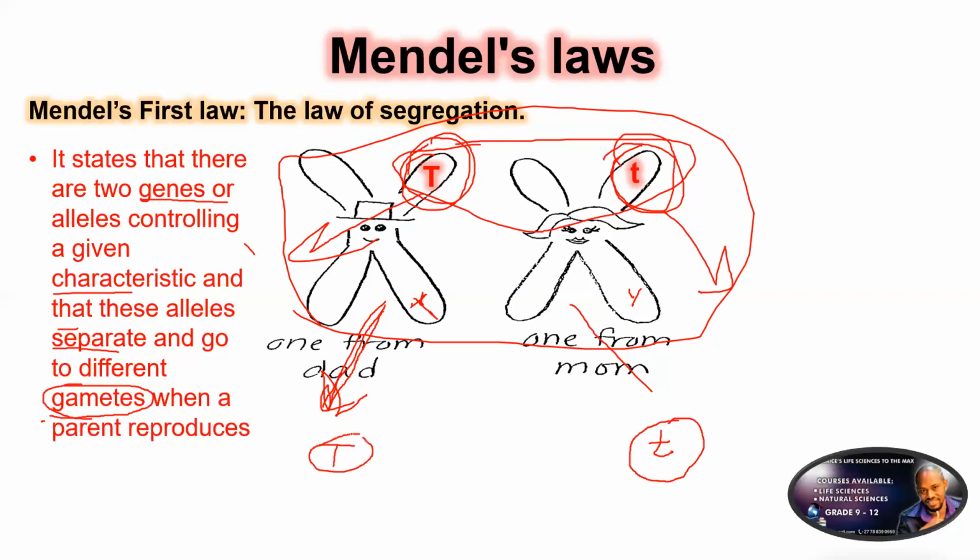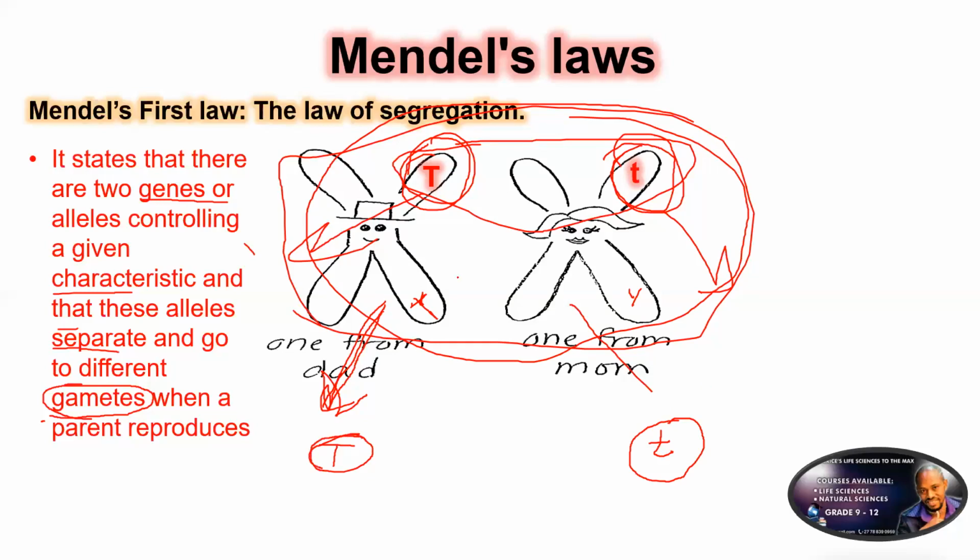We see this with our monohybrid crosses. So that is Mendel's first law. When parents are reproducing, before you reproduce, you produce first gametes. Say this is a male parent. This male parent needs to produce sperm cells. The sperm cells will carry a copy of each gene as per our diagram.